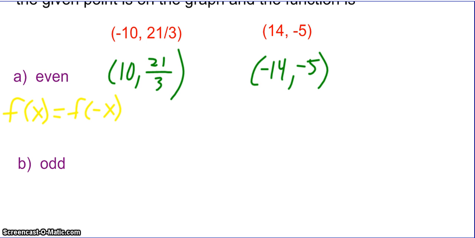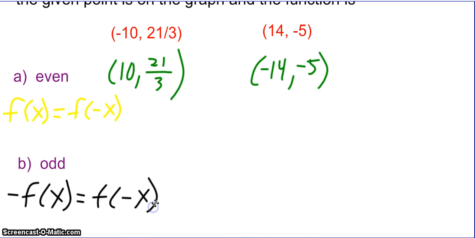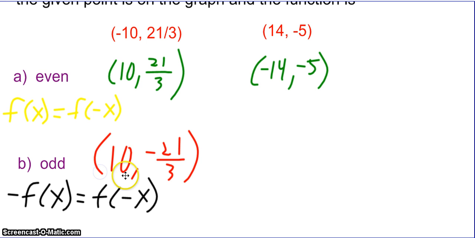If it's odd, I know negative f of x equals f of negative x. So what does that tell me? Well, that tells me that for this point, I'm going to make both the x and y opposite values. So this is going to become 10, negative 21/3, and here this is going to become negative 14, 5.